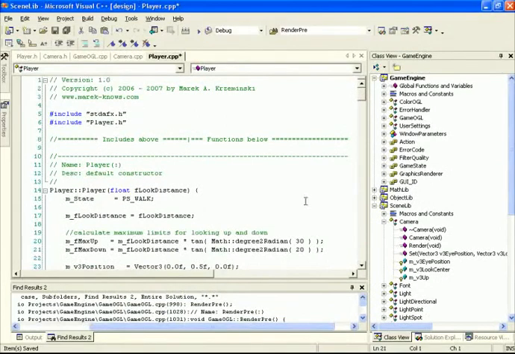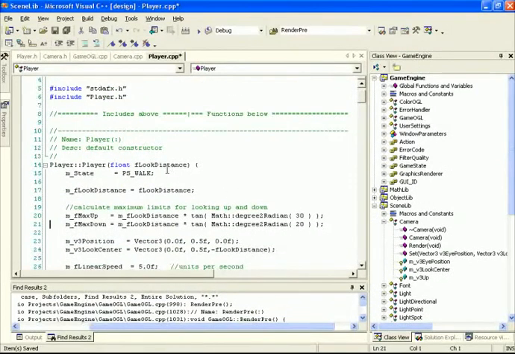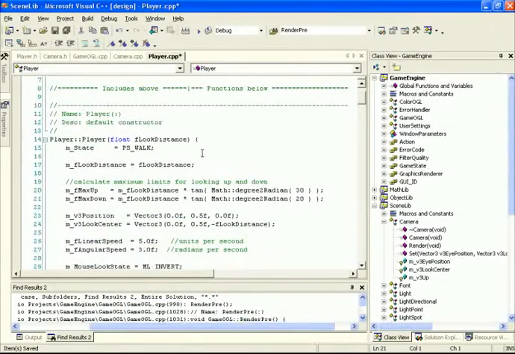At the top here we have our constructor, which accepts one parameter, the looking distance. Down in here we're going to initialize all of our member variables. We have our state, which we set up to be walk. We have our look distance, which is the parameter we're passing in. The next two parameters are the maximum up and maximum down distance that we can look. It's calculated by taking the look distance, which is the parameter we're passing in, times the tangent of 30 degrees. And 30 degrees we convert to radians using this notation here, and then we're taking the tangent of that.